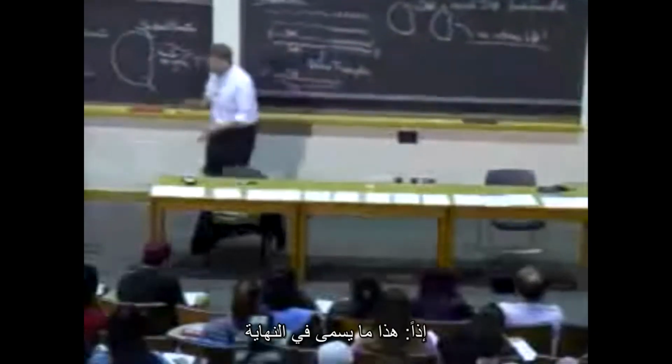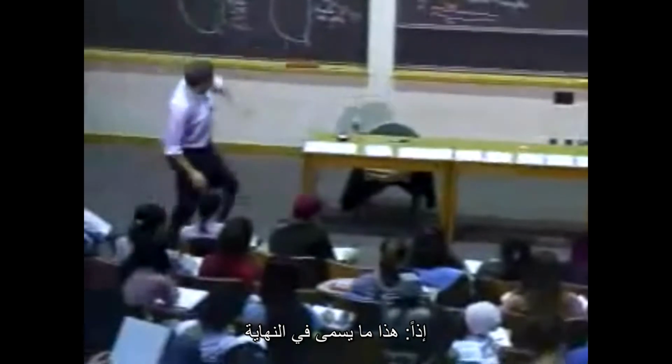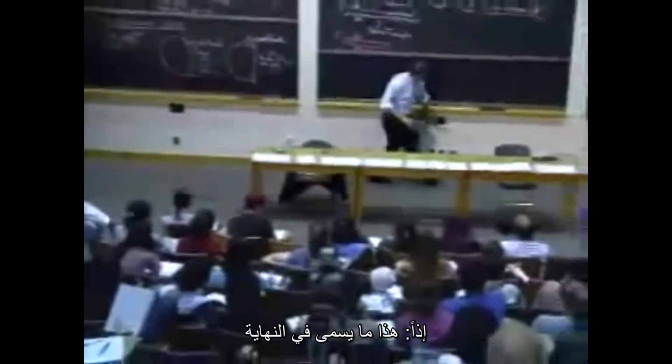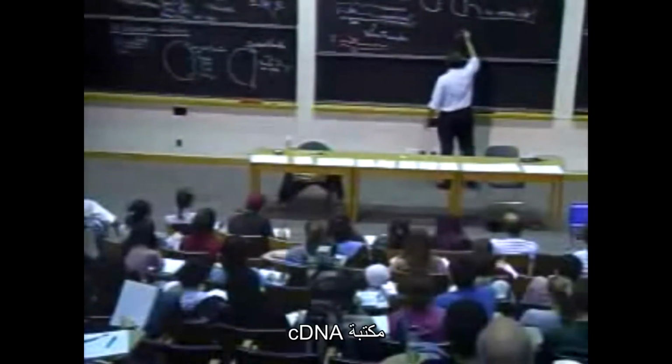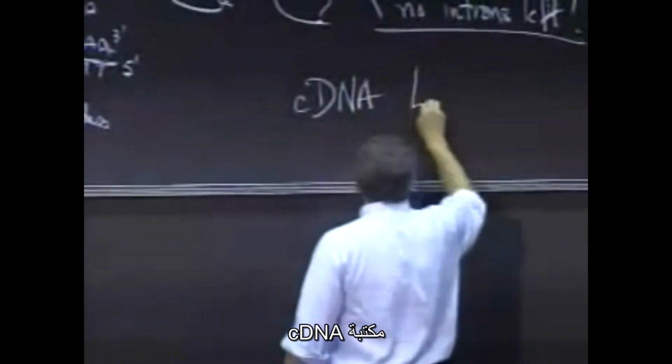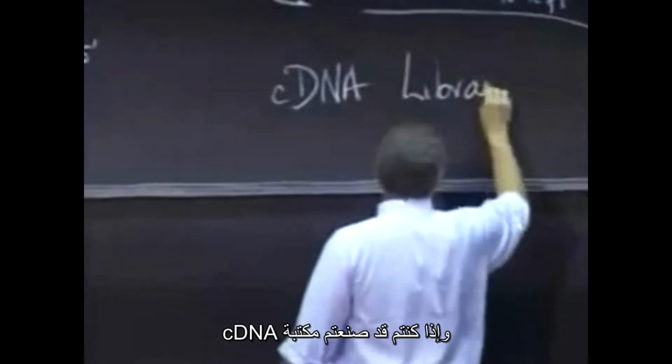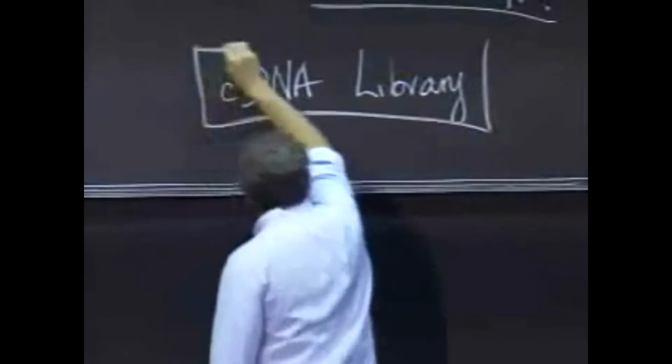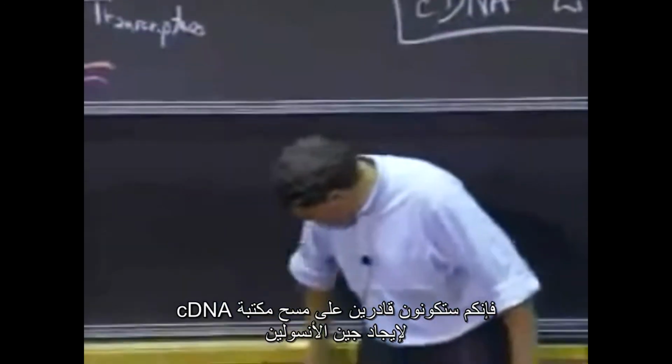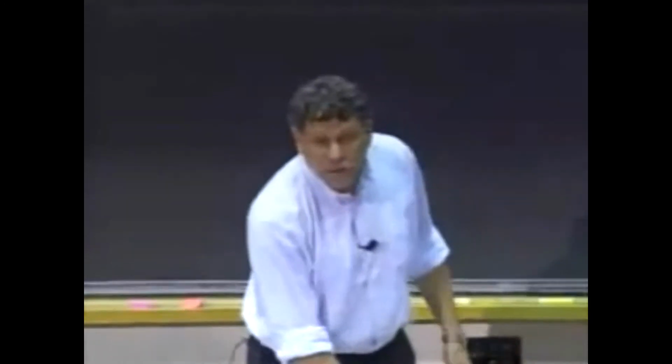All right. So this is called, finally, a cDNA library. And if you had made a cDNA library, you would be able to screen the cDNA library to find the gene for insulin. Is this useful?